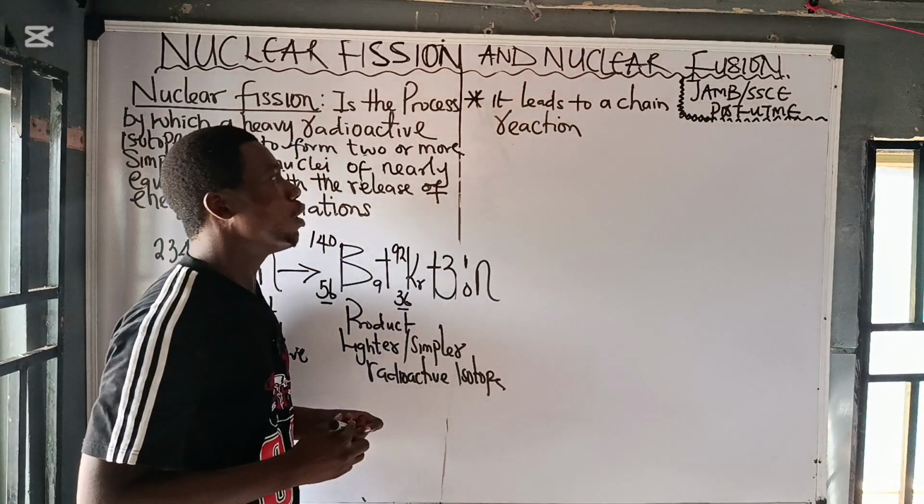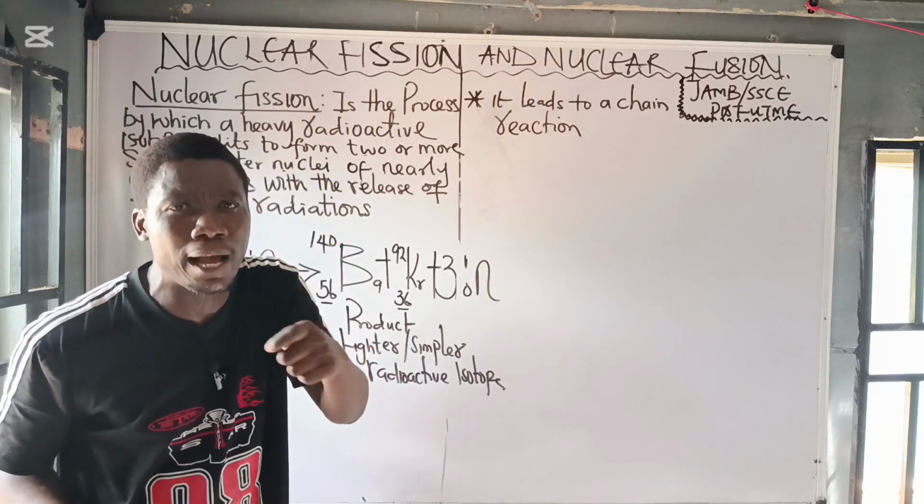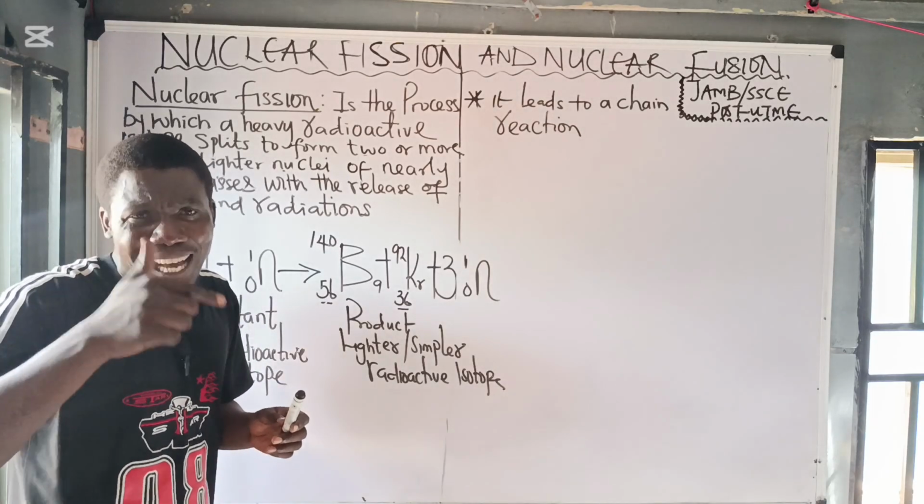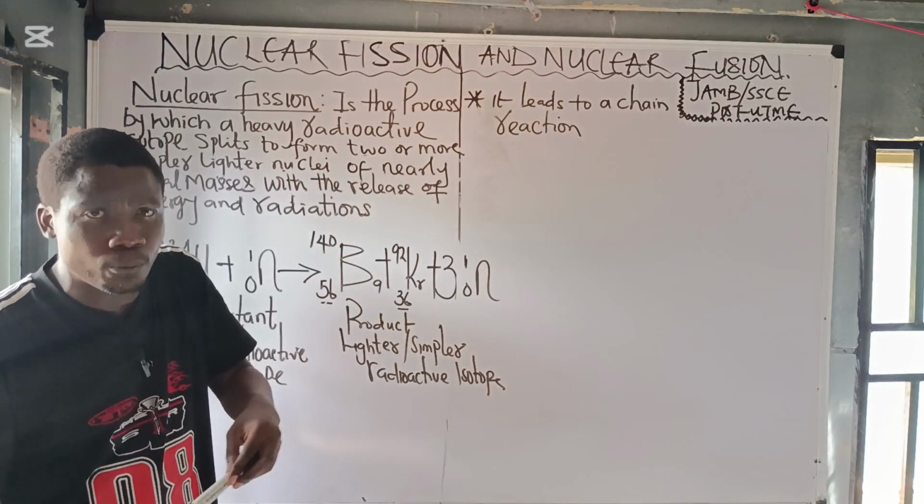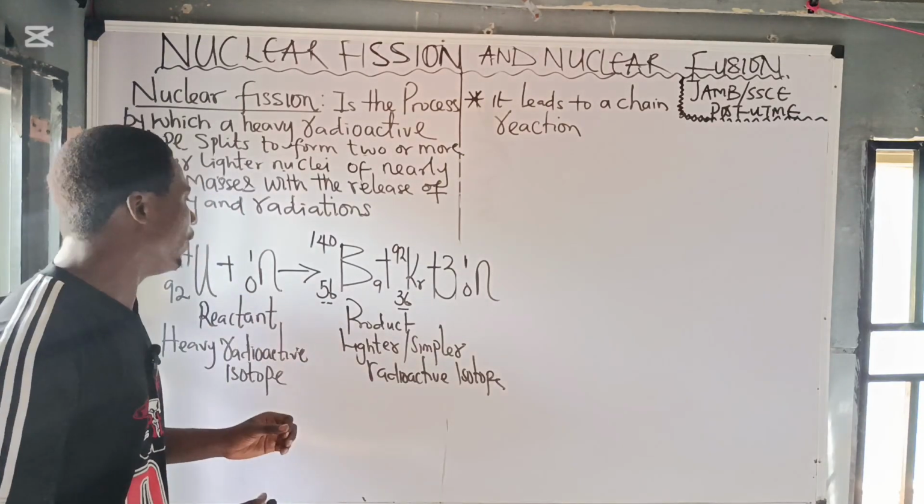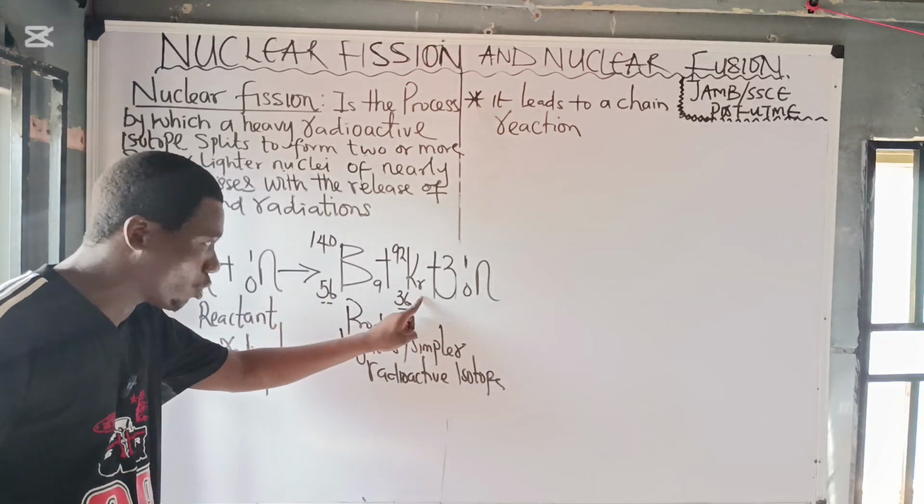What is a chain reaction? A chain reaction is a type of reaction where the product formed serves as the new reactant. What do I mean by that? Now, this neutron is bombarding the uranium to give us these two guys, okay?